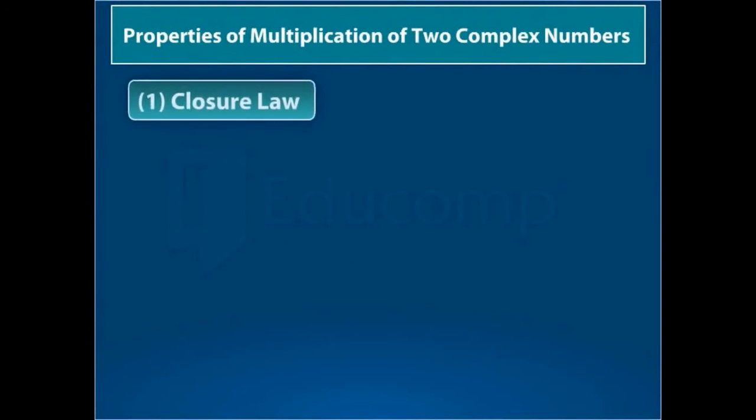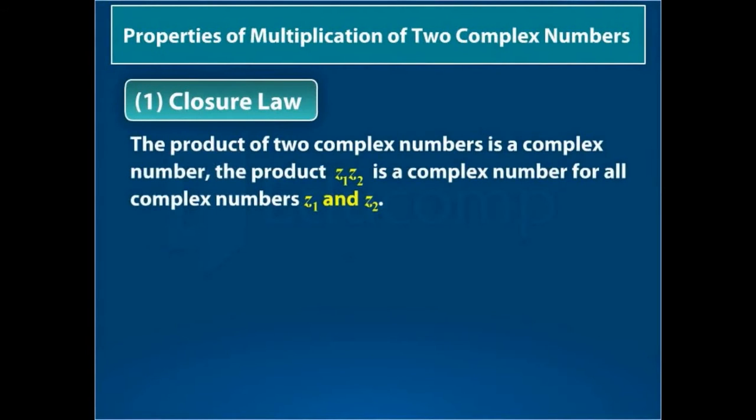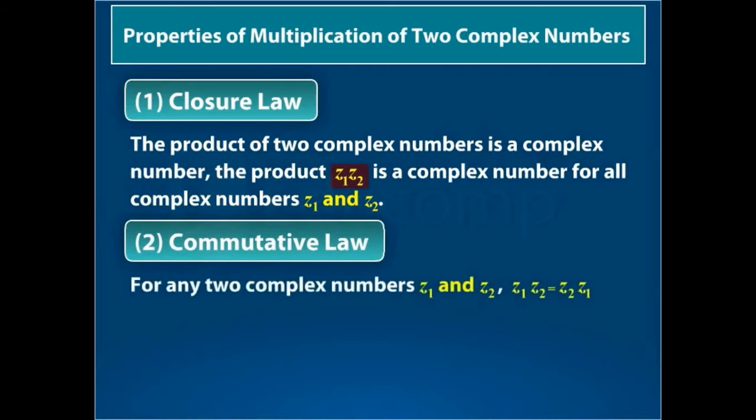Following are the properties of multiplication of two complex numbers. The closure law. The product of two complex numbers is a complex number. The product z1, z2 is a complex number for all complex numbers z1 and z2. The commutative law. For any two complex numbers z1 and z2, z1 into z2 is equal to z2 into z1.